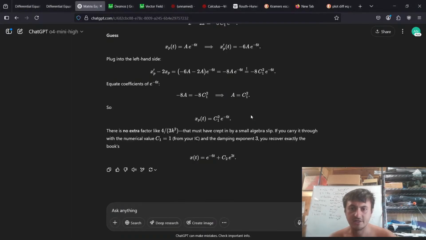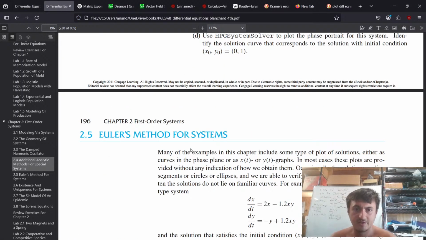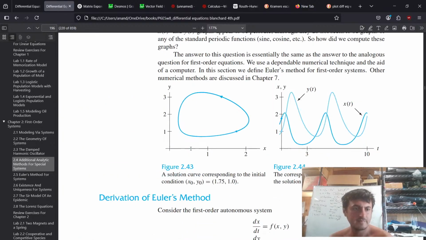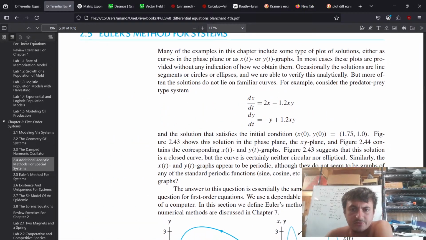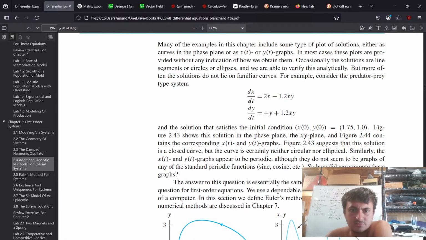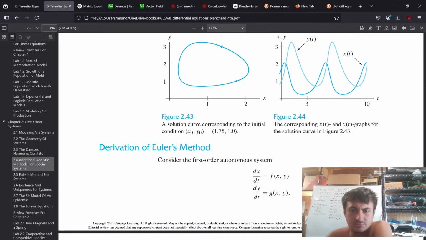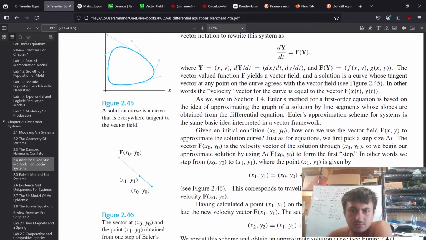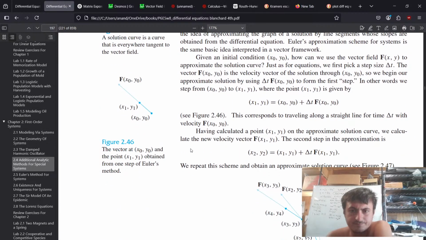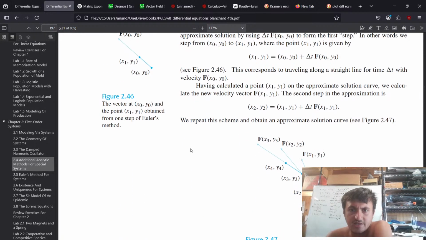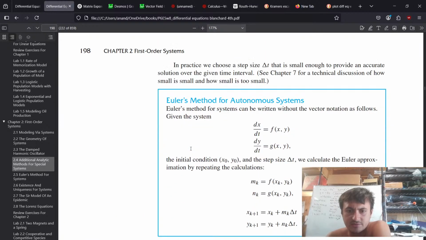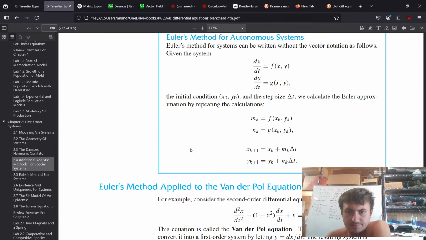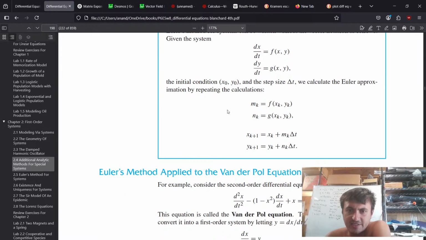Let's see. Is there any others? Okay. So wait. Let's see. Let's just read through this. Yeah, it's just changing scalars to vectors. It's really not. Oh, but then they scalarize it. That's fine. I mean, it's fine.